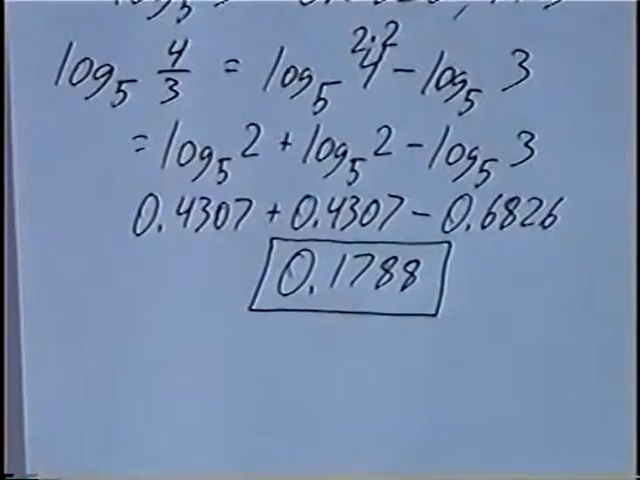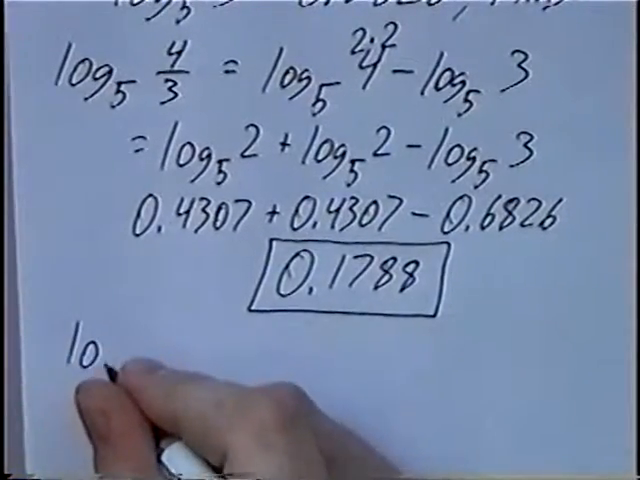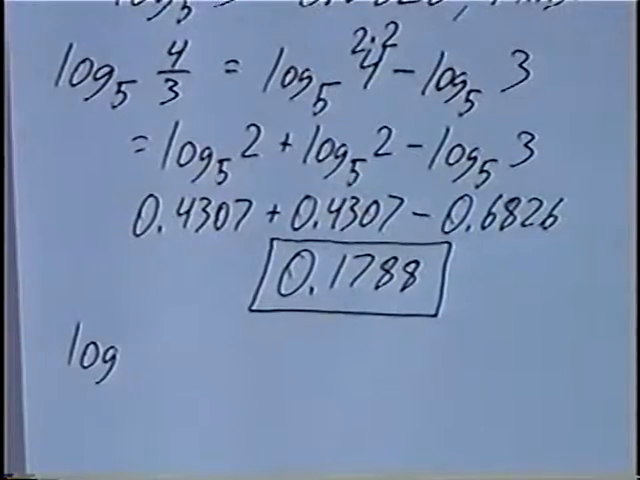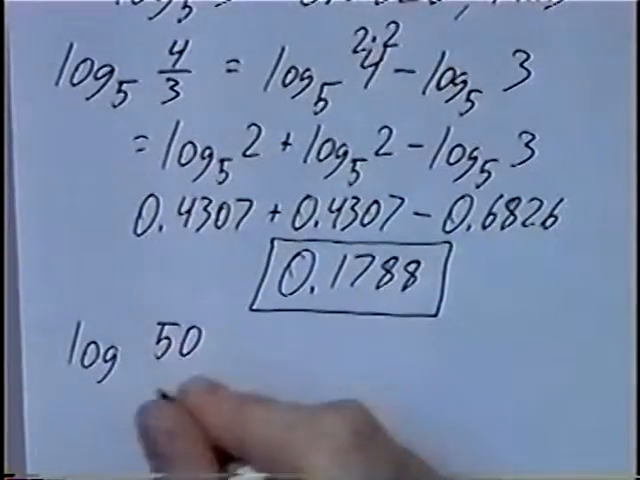Second question, and last question for the section. Again, we'll approximate the value of the log. This time we'll have log 50 base 5.